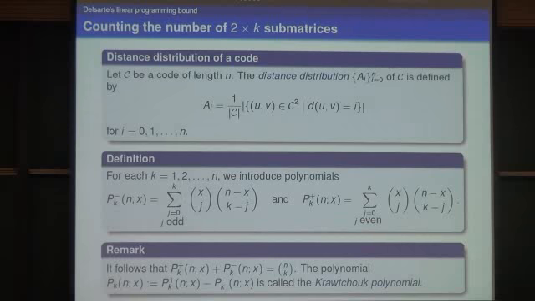Now the most interesting case is counting the number of 2 by k submatrices, k from 1 to n. When k is 1, this just gives you the Plotkin bound. But k can be greater than 1. When counting this, we didn't expect to get anything, but finally we get the famous Delsarte linear programming bound for binary codes.